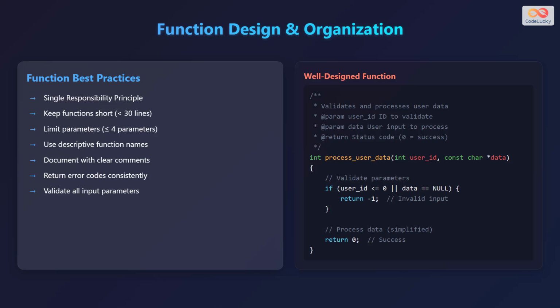Use descriptive function names that clearly indicate what the function does. Document your code with clear comments, explaining the function's purpose, parameters, and return values. Return error codes consistently to handle issues effectively. Validate all input parameters to ensure your function handles unexpected values gracefully.